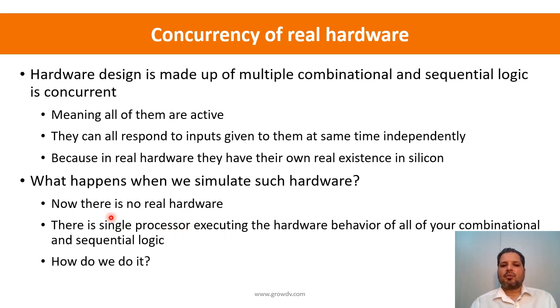Still, the point that remains is you have a single processor, and you have to model the behavior of all your combinational and sequential logic, right? I could be saying it's a 100K gate equivalent design. Now, all those 100K concurrent elements have to be simulated on a single processor. All right, how do we do it? That is the main problem that we need to solve when we have to simulate the HDL description.